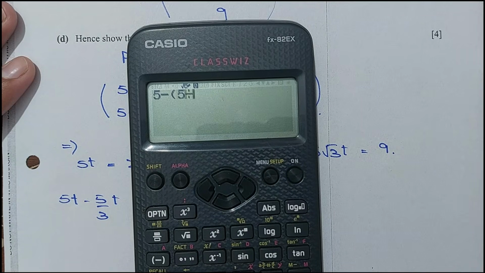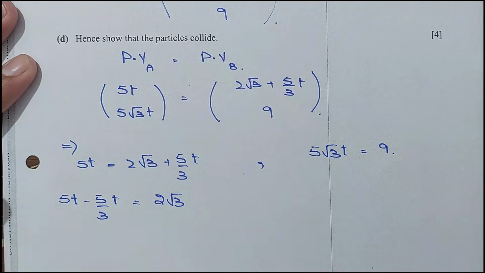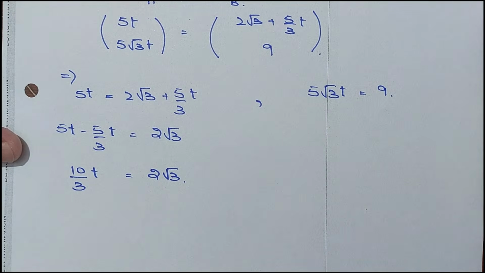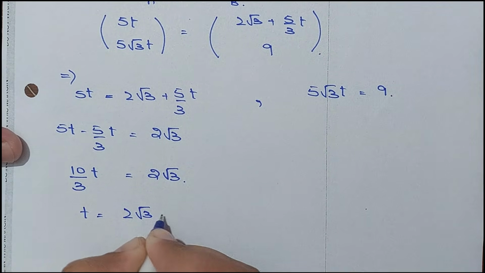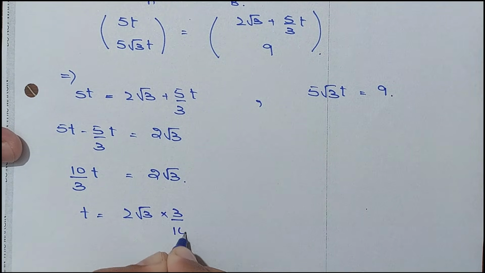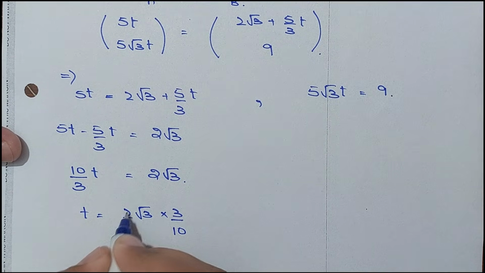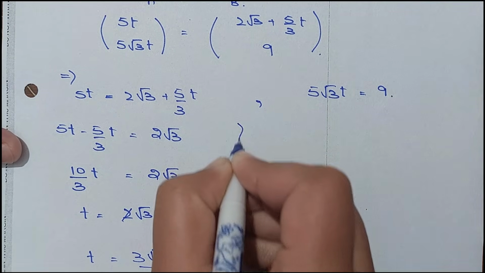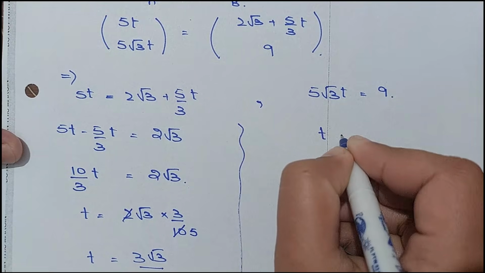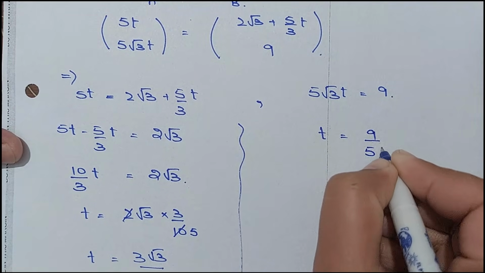5 minus 5 by 3, 10 by 3t. 10 over 3t is 2 root 3. Simplify, t would be equal to 2 root 3 and the reciprocal is 3 over 10, right? So 2 times 5 is 10, and here we have t is 3 root 3 over 5. And on the other hand, solve for t. t is equal to 9 over 5 root 3.